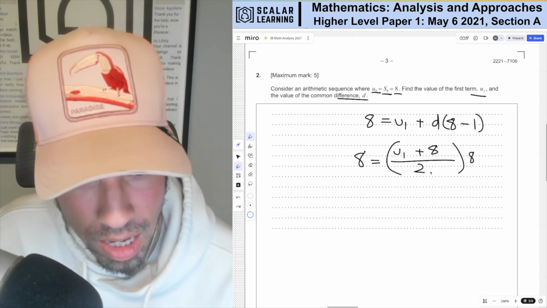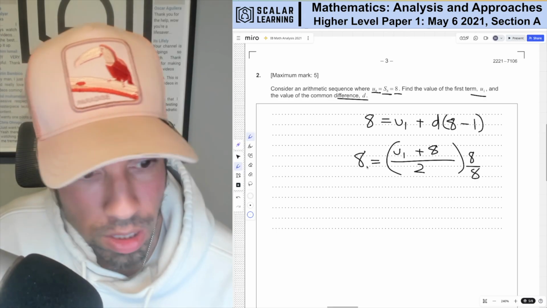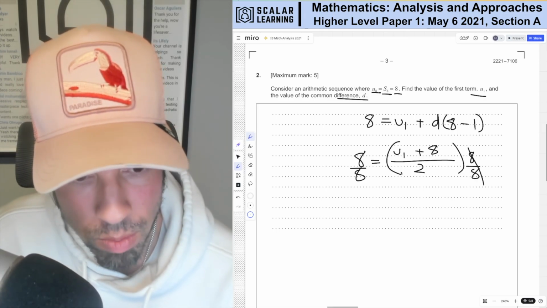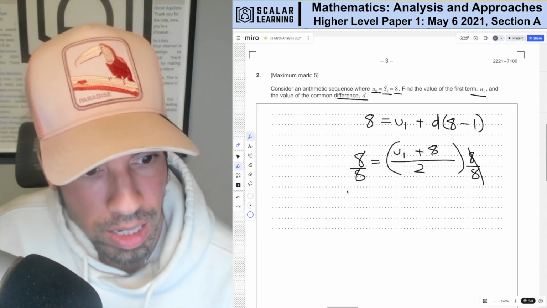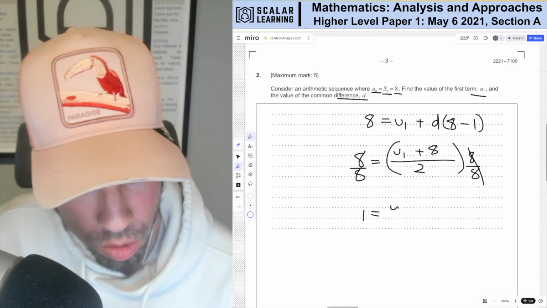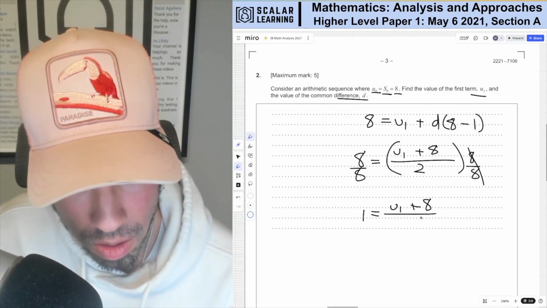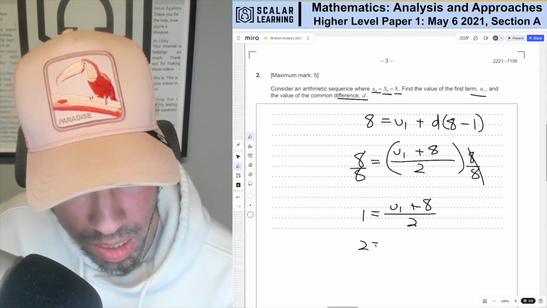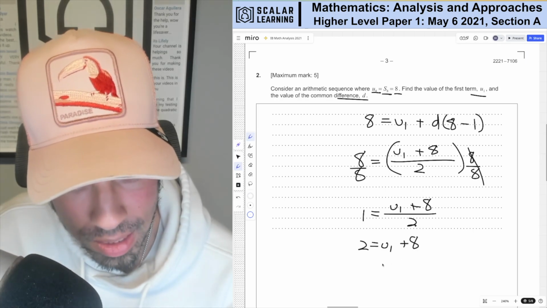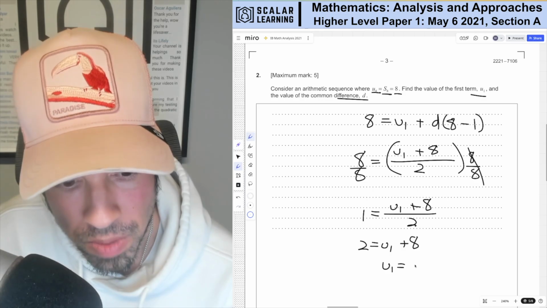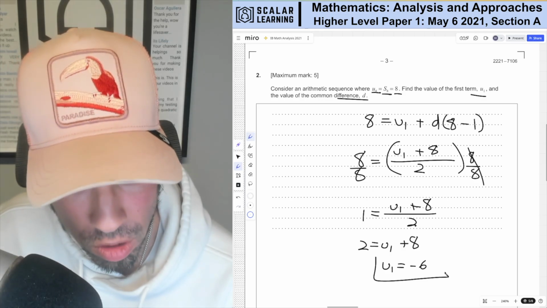We're going to divide both sides by 8 first, and that's just going to get rid of this. We don't divide this by 8 as well because this is one singular term. 8 divided by 8 is 1, is equal to u sub 1 plus 8 over 2. Then we're going to multiply both sides by 2. We got 2 equals u sub 1 plus 8. Last but not least, we're going to subtract 8 from both sides, and we got u sub 1 is equal to negative 6.